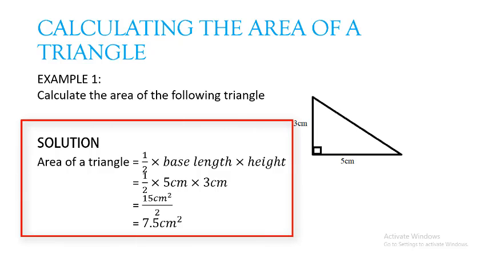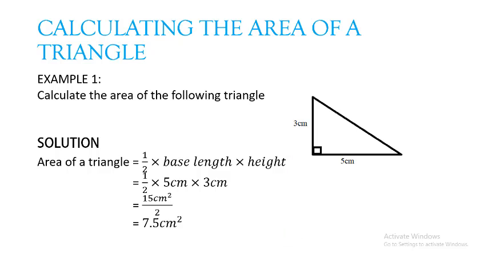We are saying the area of a triangle is equal to half times base length times height. So the second step is to substitute. Let us substitute those dimensions into our formula. So half times our base length, 5 centimeters, times our height, 3 centimeters. So let us multiply. 1 times 5 centimeters times 3 centimeters, the answer is 15 square centimeters. So that is the area.